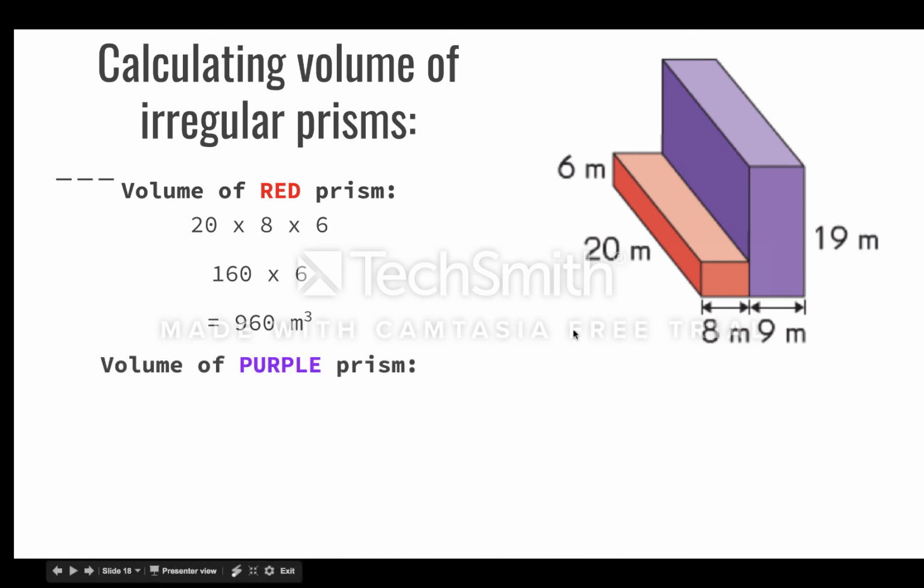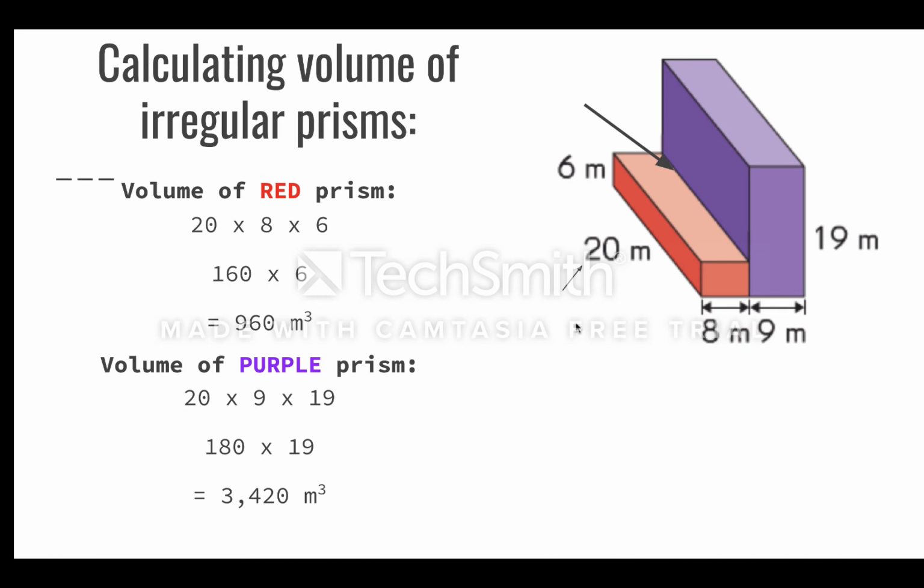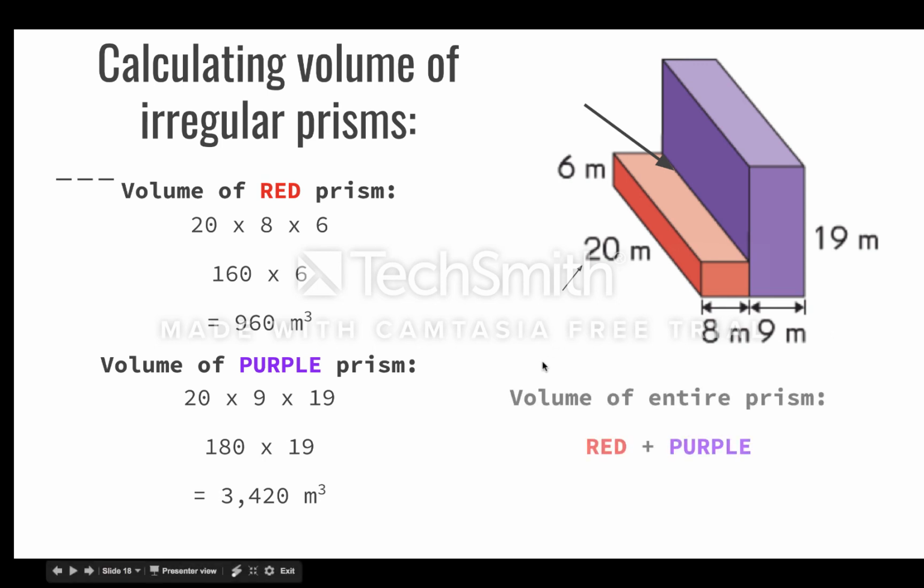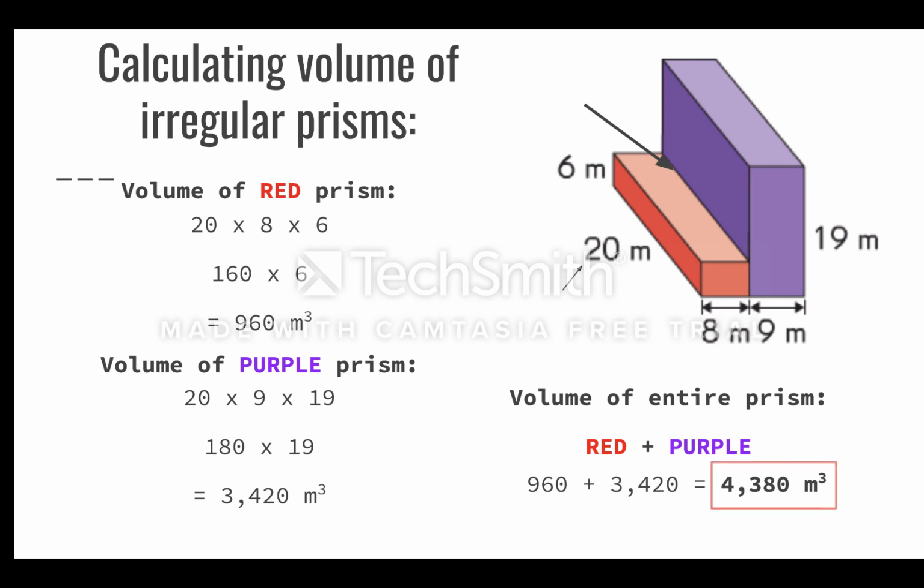And for the volume of the purple prism, hopefully you noticed that the 20 for the length of the red one is also the length of the purple one as well. So you would have gotten 20 times 9 times 19. 20 times 9 is 180, times 19 is 3,420 meters cubed. So again, to find the volume of the entire prism, you would take the red volume and add it with the purple volume. So 960 plus 3,420 would have given you 4,380 meters cubed. And again, that would be your final answer.